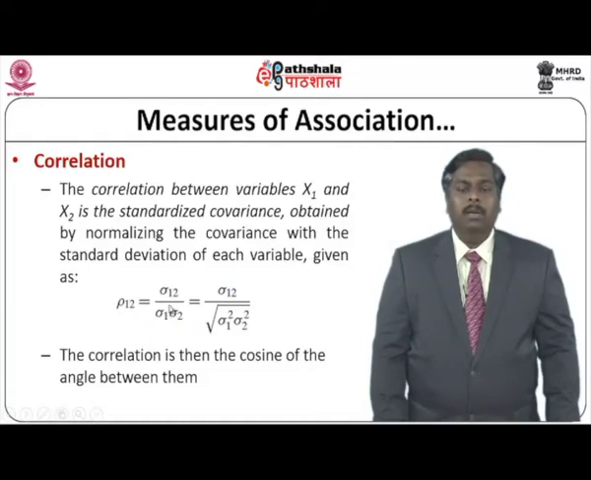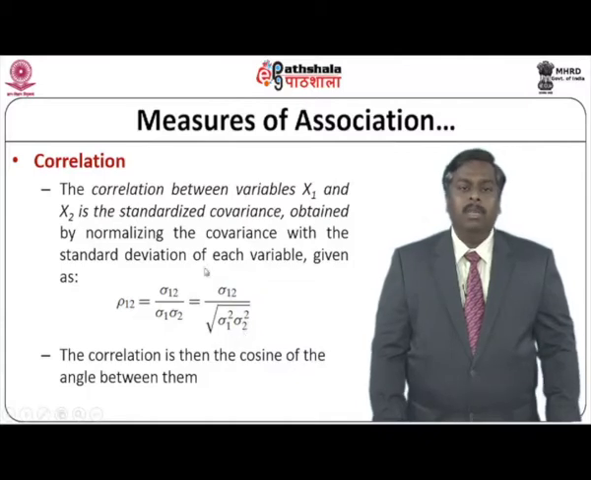So, here in the numerator we have sigma 1 2, which is the covariance related to both the dimensions, and in the denominator we find the standard deviation with respect to a specific dimension, sigma 1, and the standard deviation with respect to the second dimension, sigma 2.